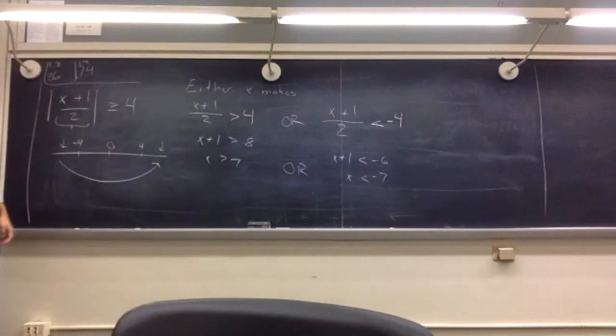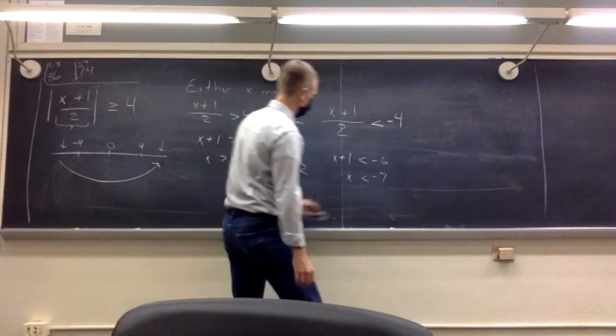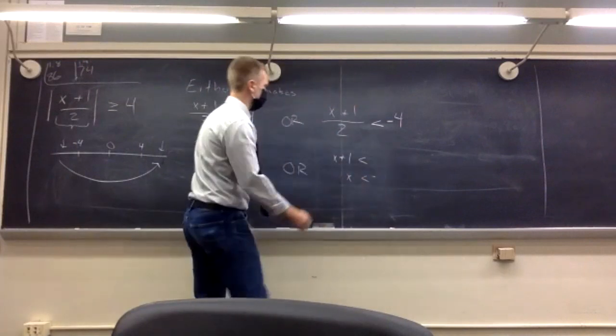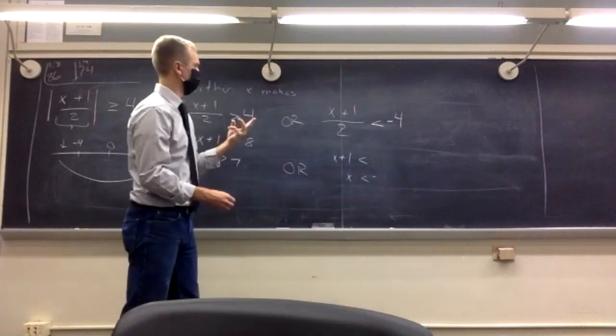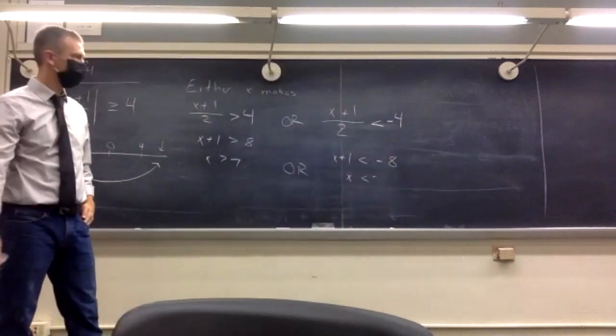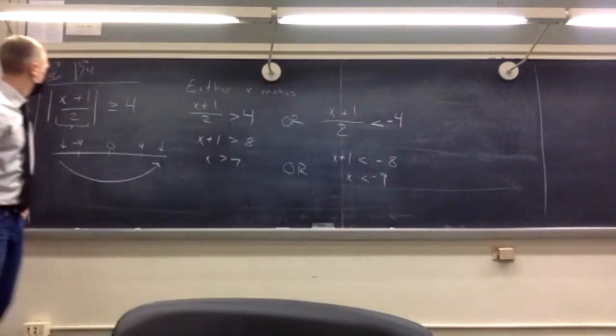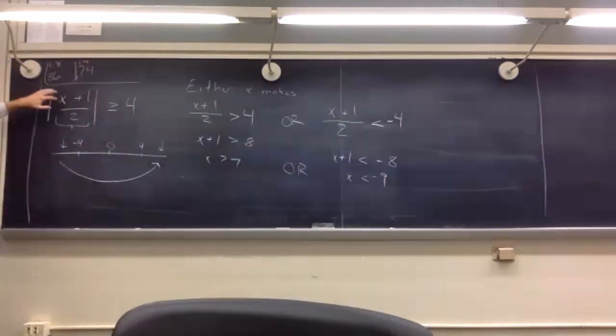-7. 2 times -4. Yep, -8. Subtract 1 more. -9. We plug in any number less than -9, and we get -4 here or less. And that, when you have the value, brings it home.